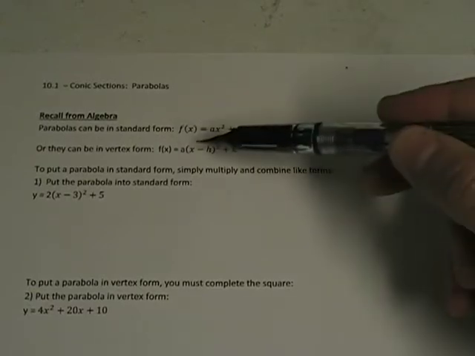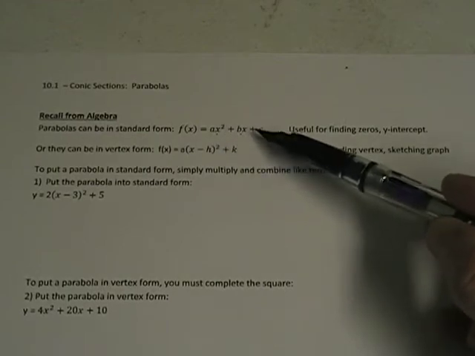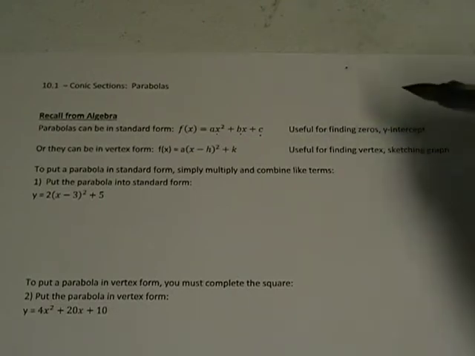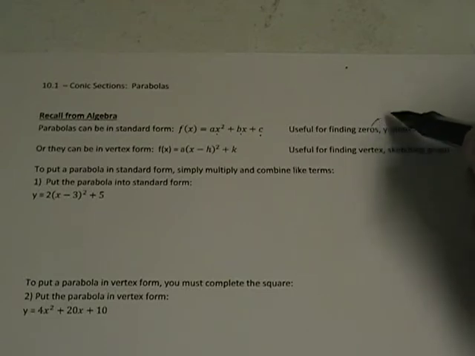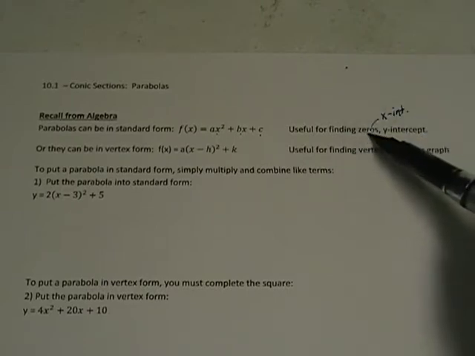So tonight we're going to talk about parabolas, and parabolas can be written in two forms. Parabolas can be written in standard form, and standard form is always going to be ax squared plus bx plus c. And standard form is very useful for finding the y-intercept and the zeros. And if you recall from algebra, the zeros are the same as the x-intercepts, and they get their name from the zeros occur when y is equal to 0.